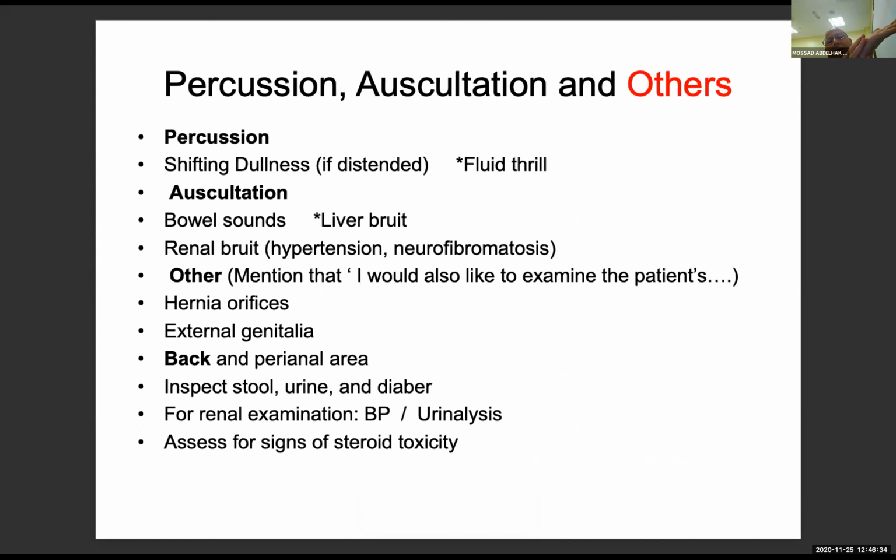I spoke here about percussion and auscultation and others. Percussion, we speak about these two: shifting dullness. You must know how to do it clinically on the patient. Okay, fluid thrill, how to do it. For auscultation, as we spoke about the bowel sound, the liver, renal, what other?